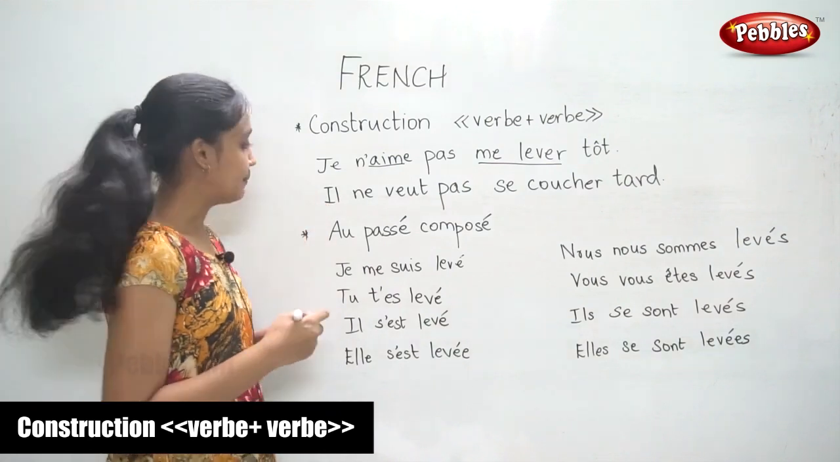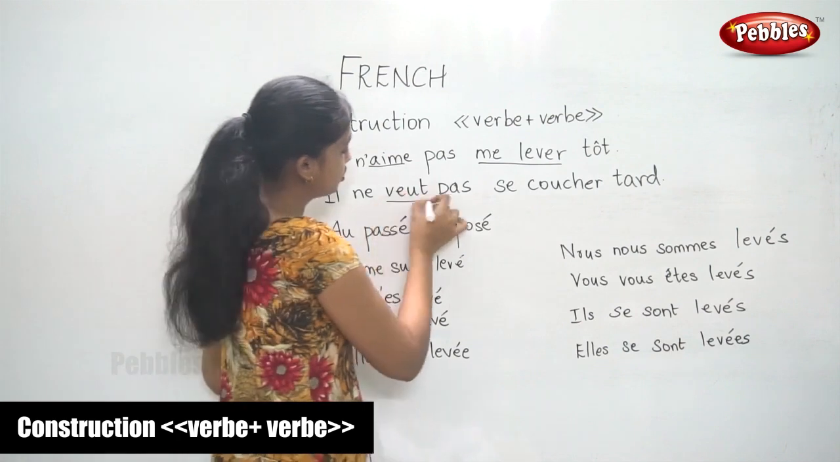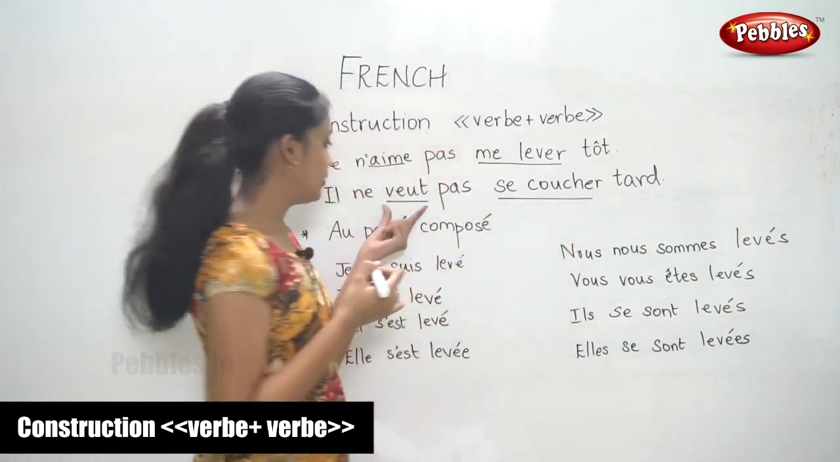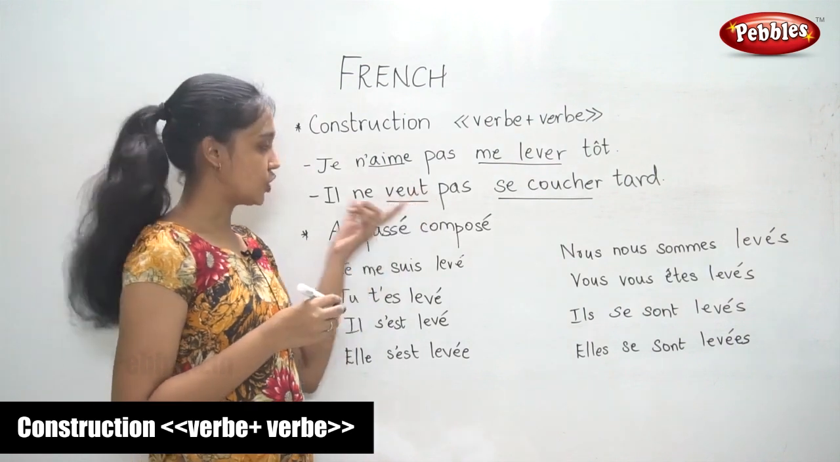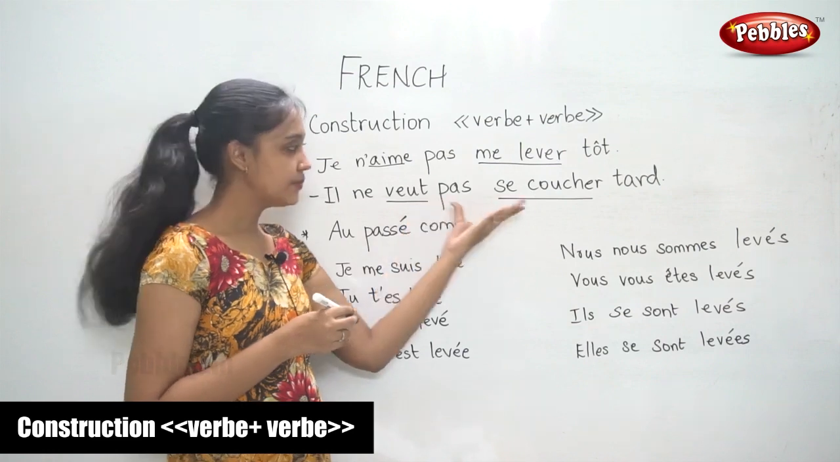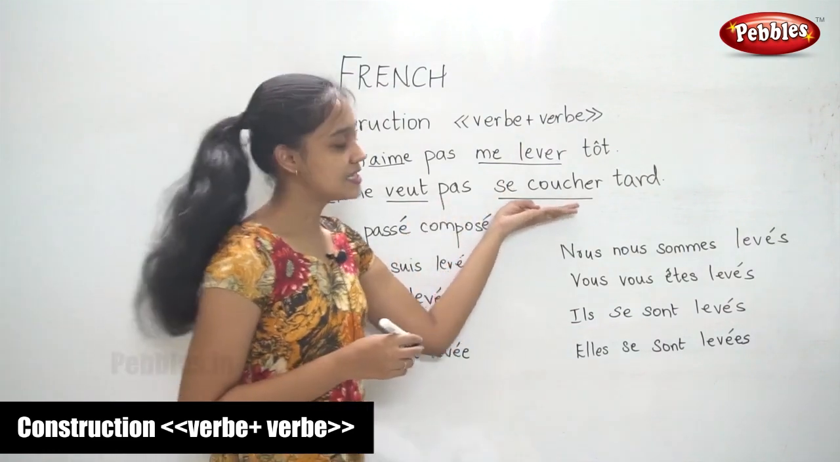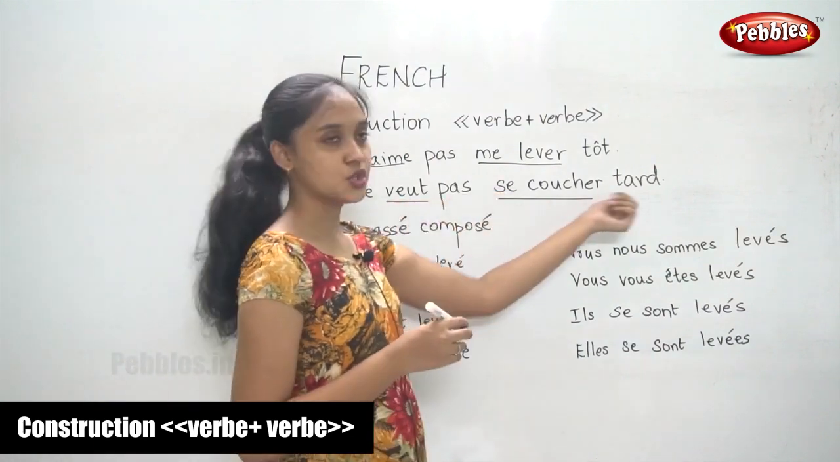The next example, il. Now here the two verbs are vouloir and se coucher. So the first verb is conjugated for il and that verb takes ne and pas. The second verb is in the infinitive form. Il ne veut pas se coucher tard.